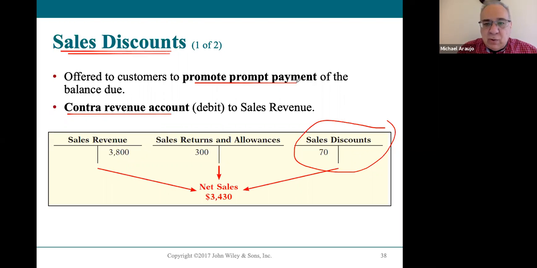No question about it. So discounts do play a role, but discounts don't reduce sales revenue. We still sold it. It does show, however, the number of people who are taking advantage of paying us quickly and whether that program is actually working or not. So this makes for a very interesting box that you need to know about, because you're going to see this on a very detailed income statement.